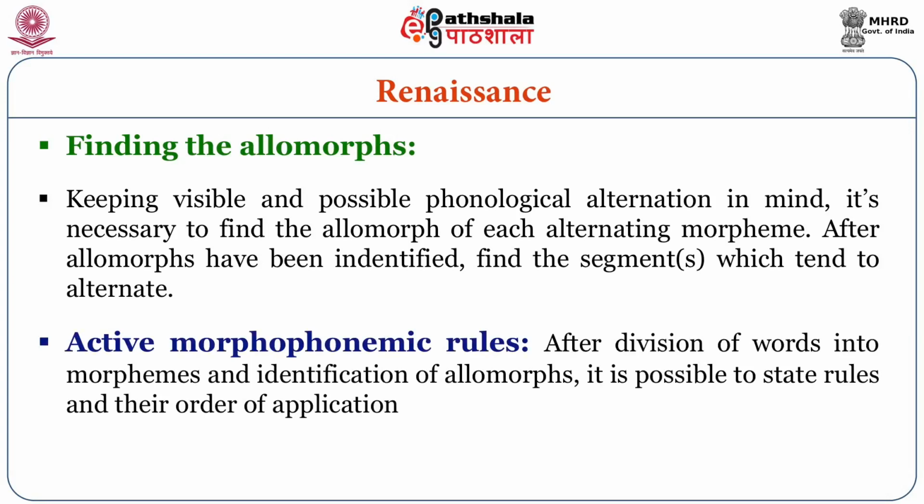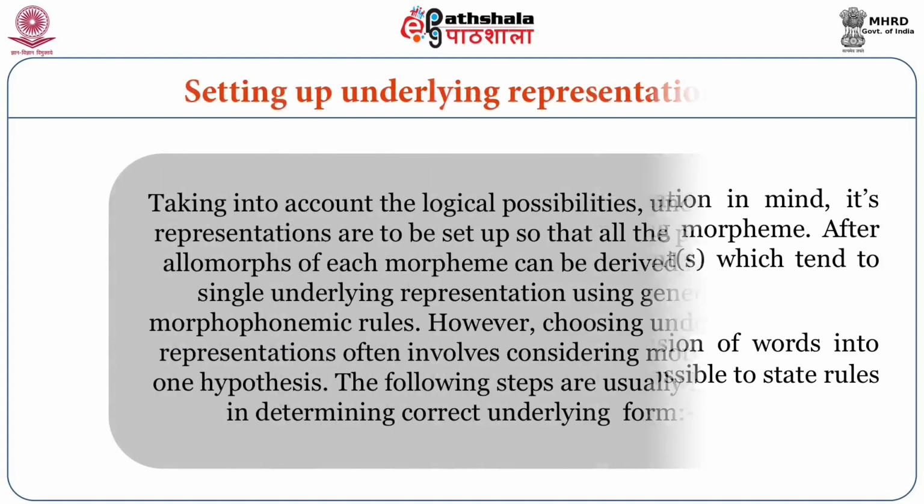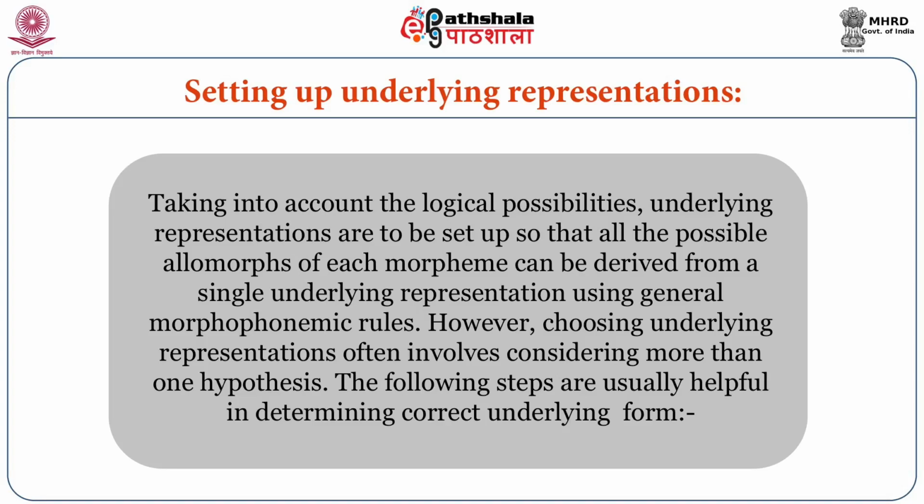Then we have active morphophonemic rules. After division of words into morphemes and identification of allomorphs, it is possible to state rules and their order of application. Taking into account the logical possibilities, underlying representations are to be set up so that all the possible allomorphs of each morpheme can be derived from a single underlying representation using general morphophonemic rules. However, choosing underlying representations often involves considering more than one hypothesis. The following steps are usually helpful in determining the correct underlying form.